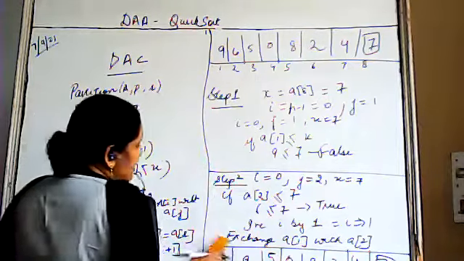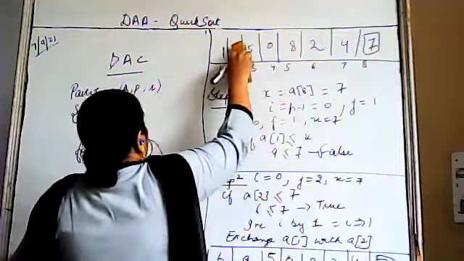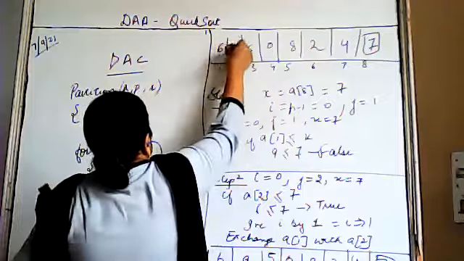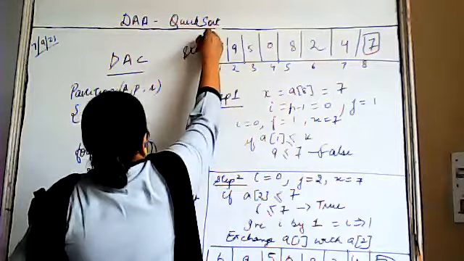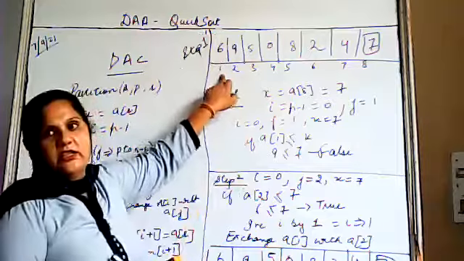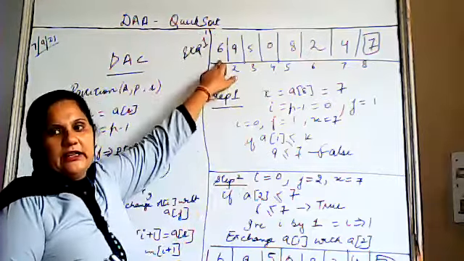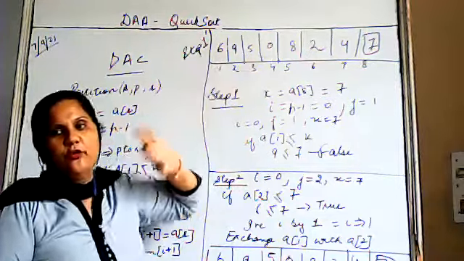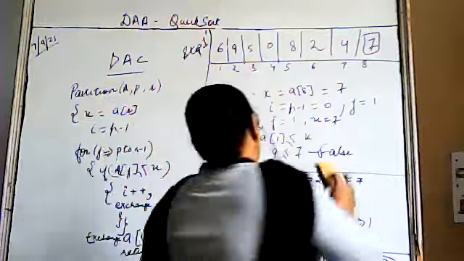If it is not visible, I'll write here only. 6, 9, step 1. This is my output. By exchanging 2 with 1, you will get 6, 9, 5, 0, 8, 2, 4, 7. Okay. Now step number 3.